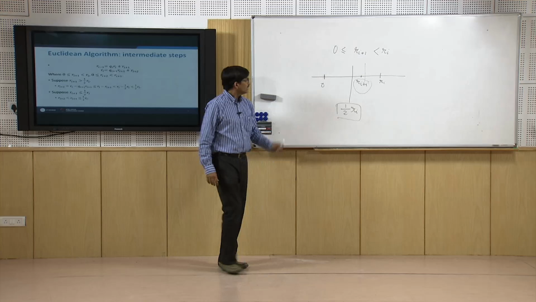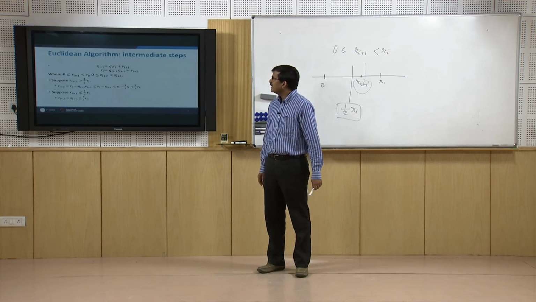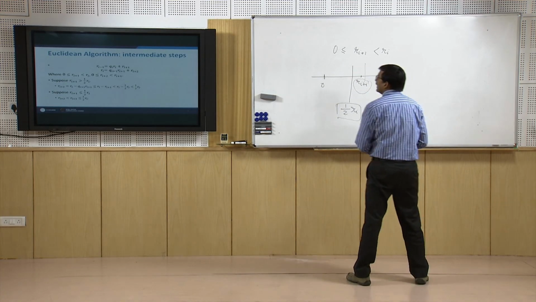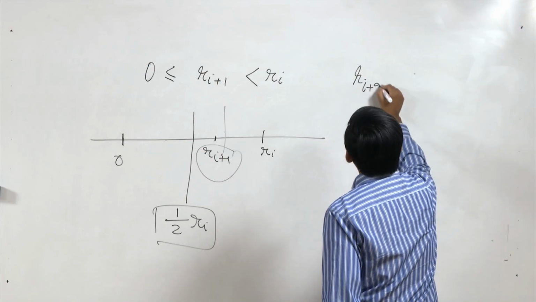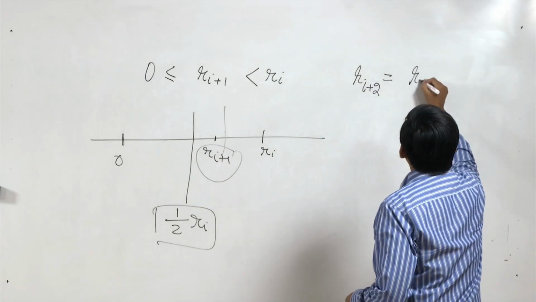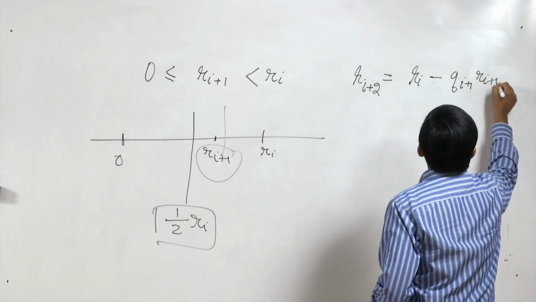Now, if that is so, then we come to the next step, that is Ri plus 2 is equal to Ri minus Qi plus 1 into Ri plus 1. That is of course true, because I have got the second line. So, I am writing like this: Ri plus 2 is equal to Ri minus Qi plus 1 Ri plus 1.